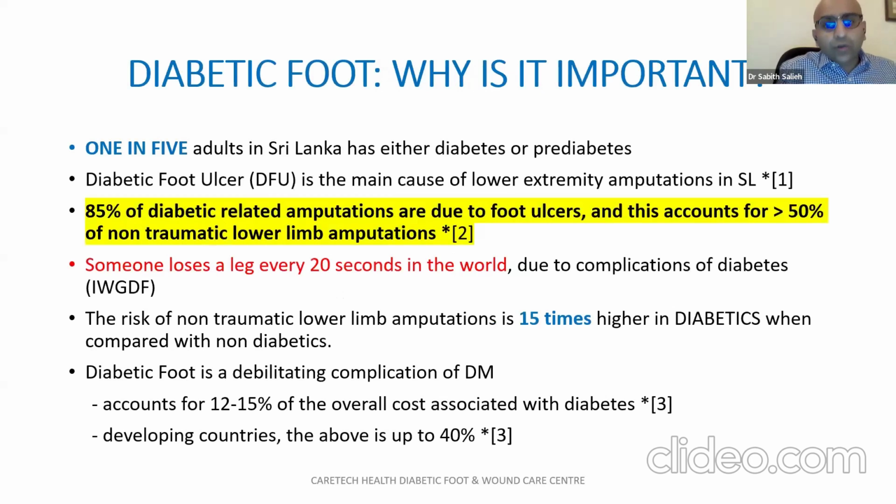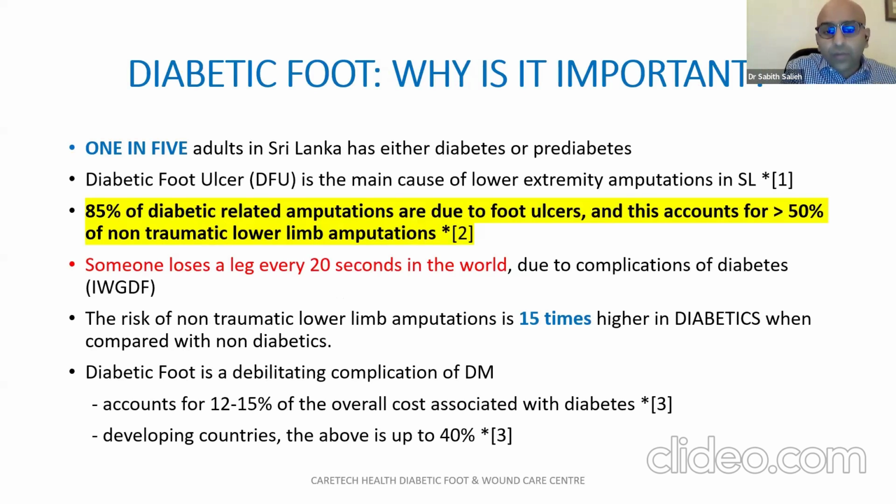All right. So when you talk about why diabetic foot is important, I think most of us know 1 in 5 adults in Sri Lanka has either diabetes or pre-diabetes. 85% of the diabetic related amputations are due to foot ulcers, which is generally preventable, and this accounts for more than 50% of non-traumatic lower limb amputations in the world. And someone loses a leg every 20 seconds in the world due to complications of diabetes, right?